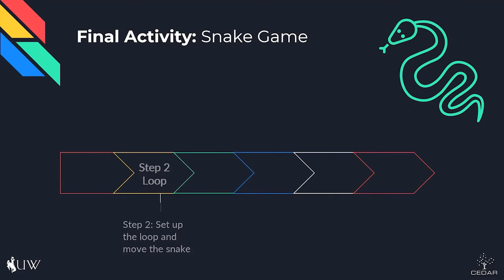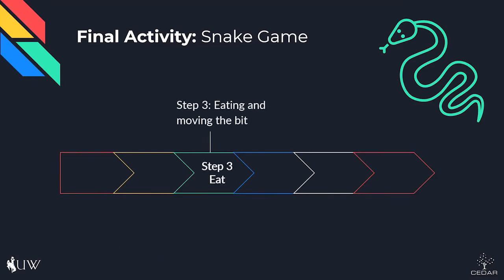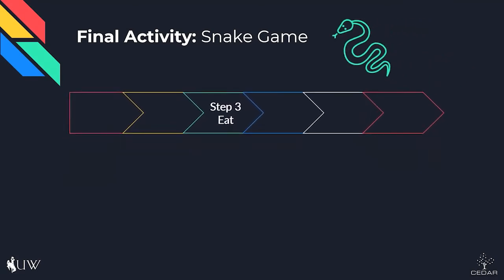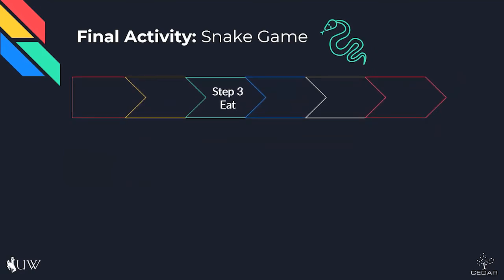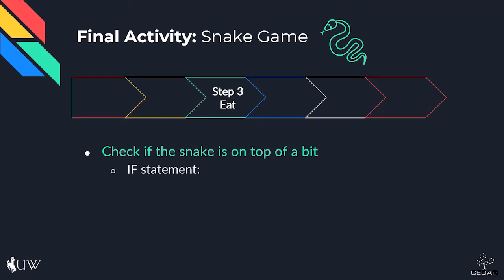Step 3. Eating and moving the bit. After the snake moves to a new spot, we need to check whether or not we're on top of a bit. What programming element do you think we can use to check whether or not something is true? I'm talking about an if statement, of course.